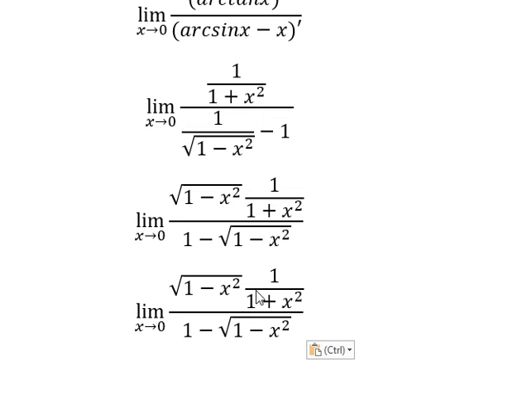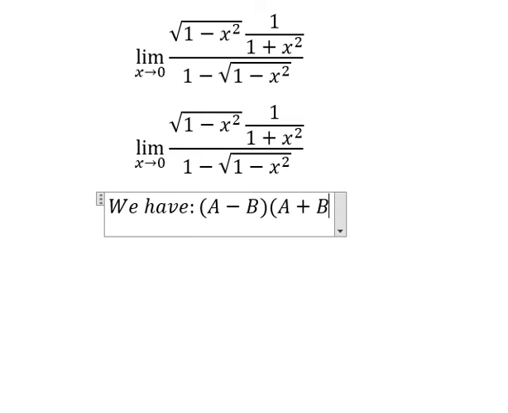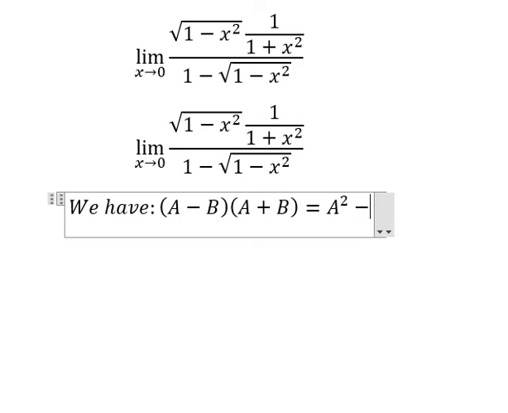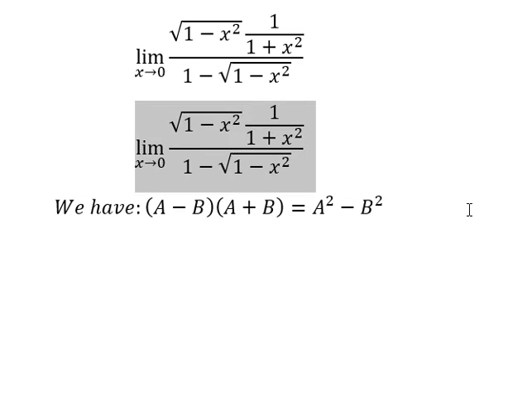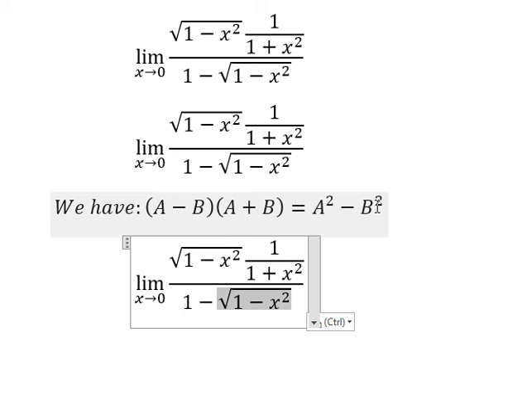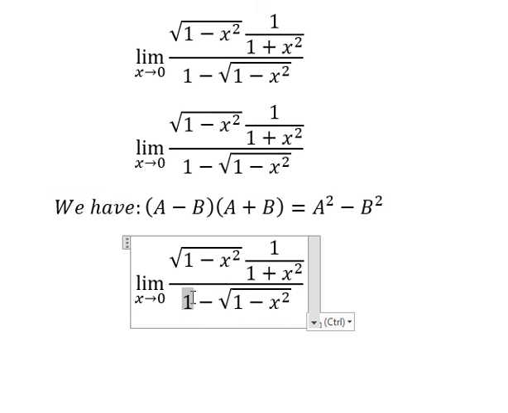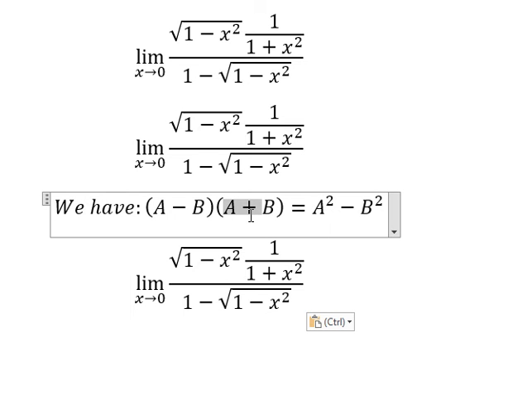So we have the formula here: a minus b multiplied by a plus b equals a squared minus b squared. I want to cancel the square root, that's why we have b to the power of 2. This one is a minus b, so we need to multiply by a plus b on the numerator and denominator.